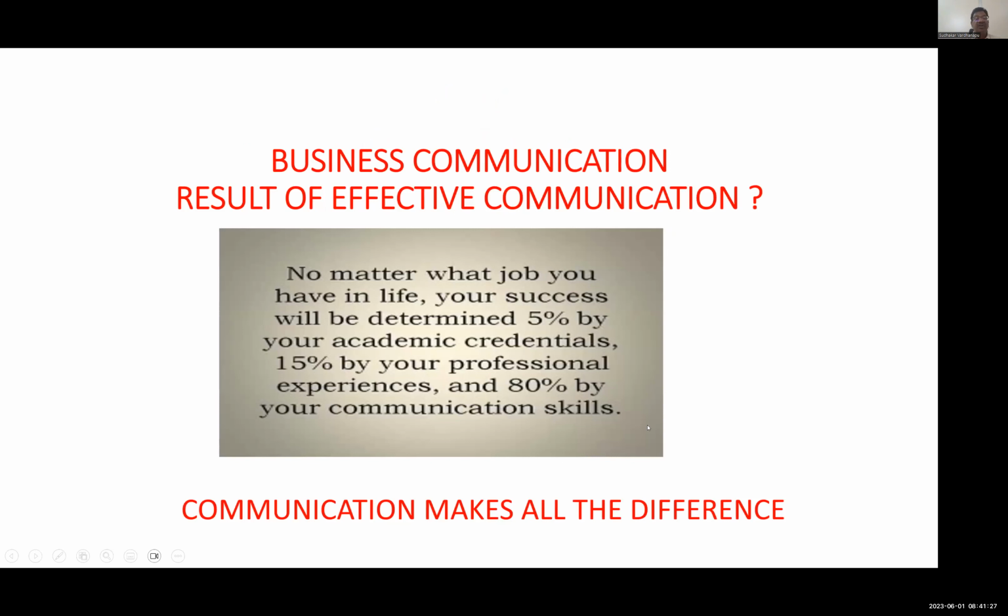Please understand, no matter your job, whatever job you have in life, your success will be determined by 5% of academic credentials, 15% by your professional experience, and 80% by your communication skills. Here in clinical research, communication skills mean understanding the communication received by you, the directions received by your lead, and doing it appropriately and correctly. Being concise, being correct. Okay?